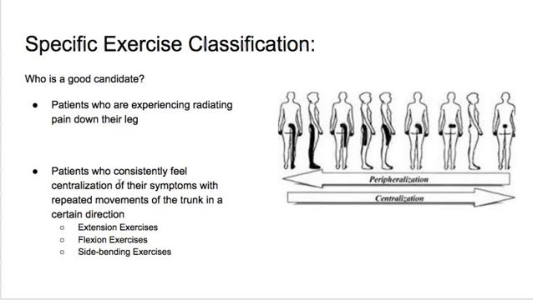So patients who consistently feel centralization of their symptoms with repeated movements of the trunk in a certain direction are good candidates for this classification. That can be extension exercises, flexion exercises, or side bending exercises.